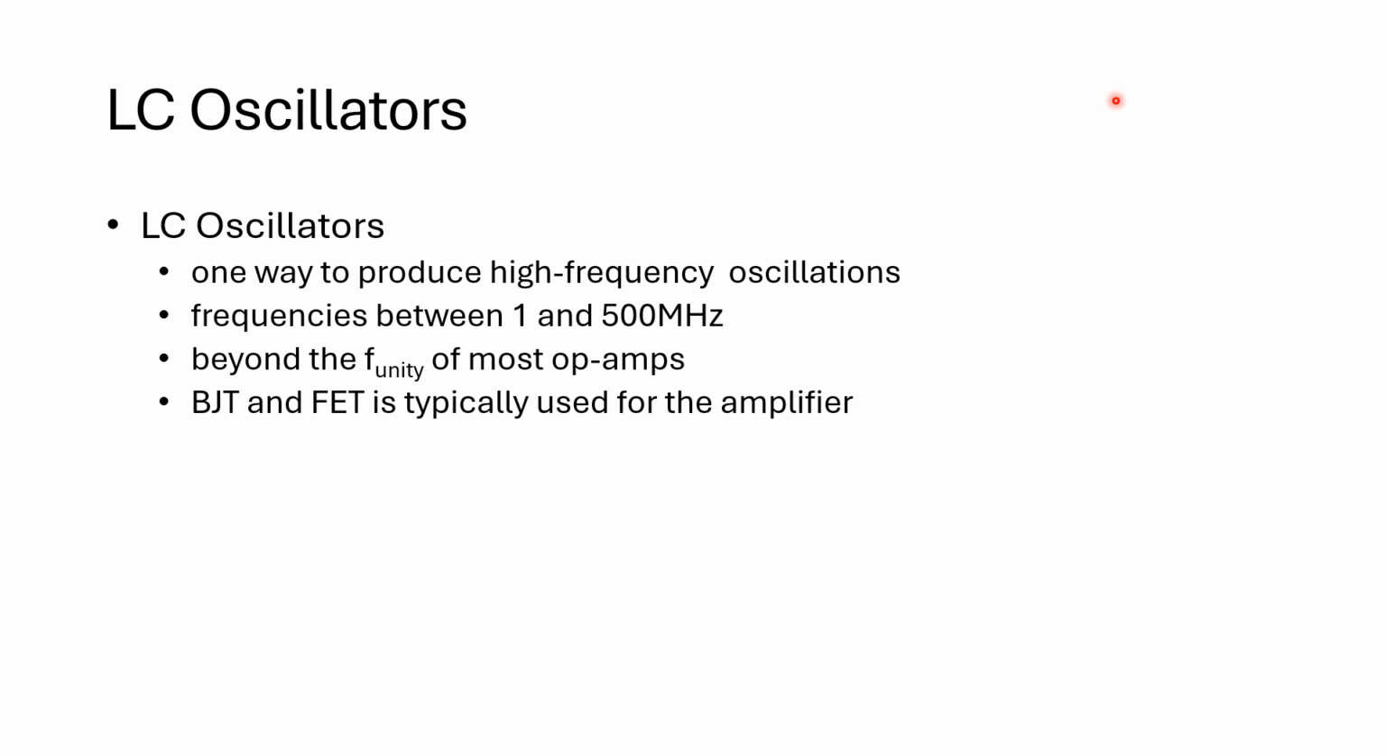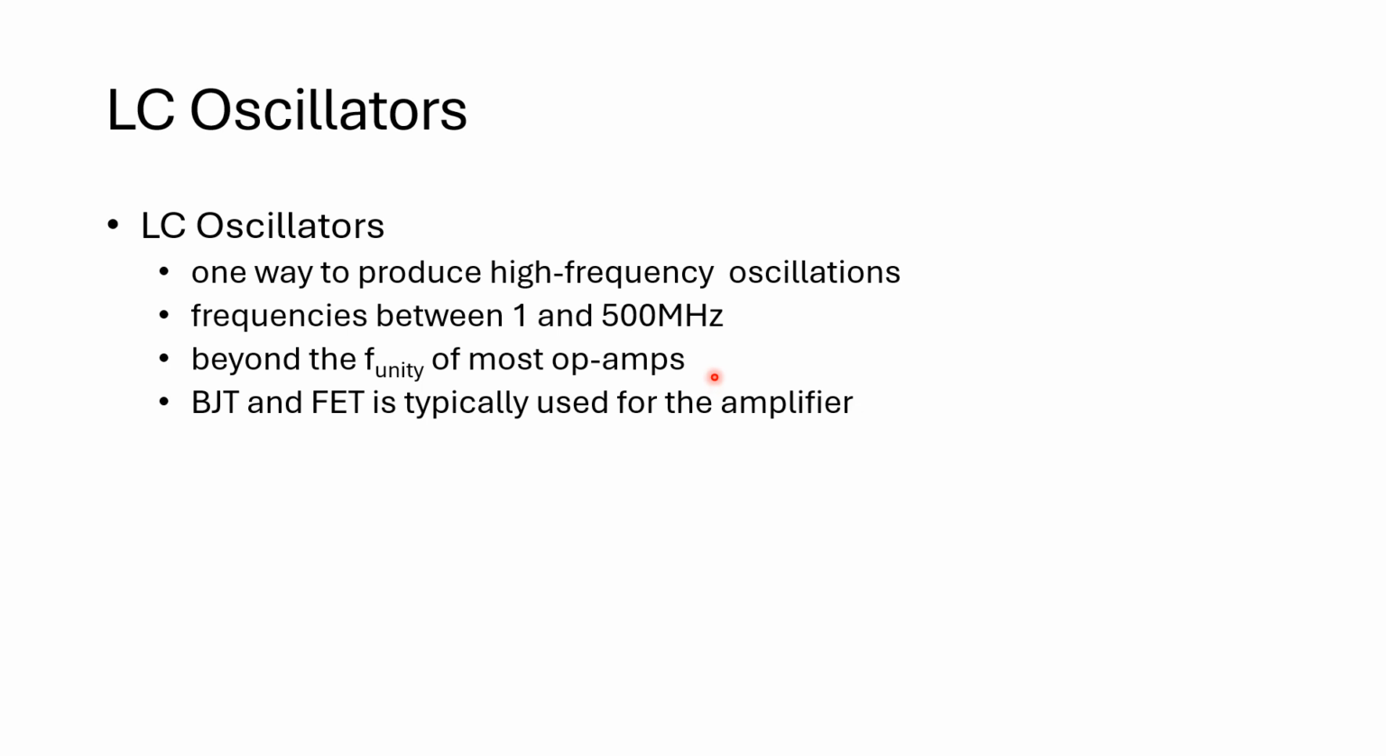that we are using. Usually the bandwidth is up to 1 megahertz only. So when we are going to design oscillators above 1 megahertz, our other option is to use LC oscillators. LC oscillators are one way to produce high frequency oscillations, frequencies between 1 to 500 megahertz, which is already beyond the unity gain frequency of most operational amplifiers.